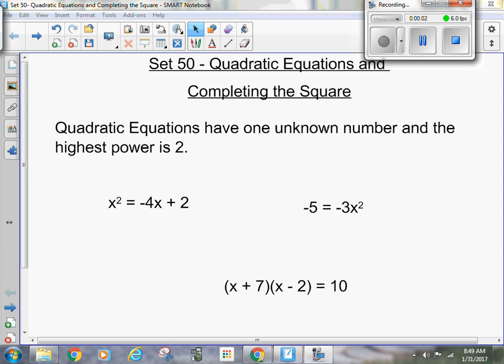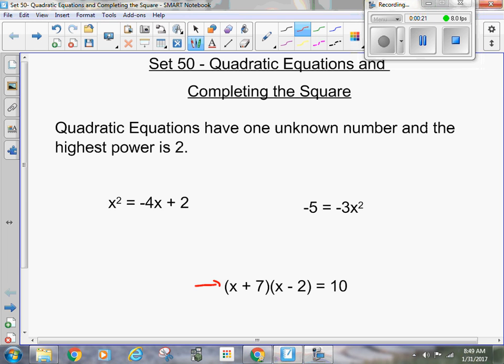All right, ladies and gentlemen, we're going to cover set 50 today, quadratic equations and completing the square. And completing the square is actually more so what our lesson is going to be covering. Just a reminder, a quadratic equation has one unknown number and the highest power is 2. So all of these up on the board are examples of quadratic equations.